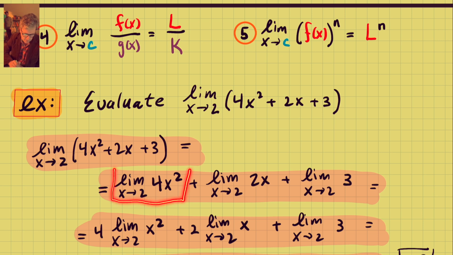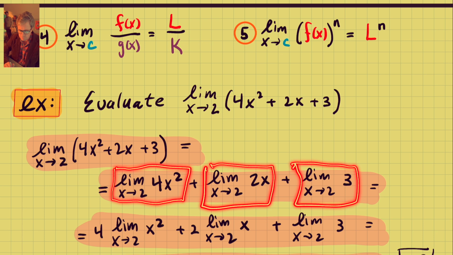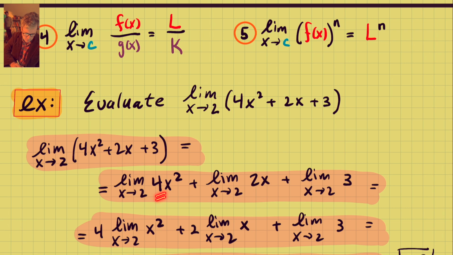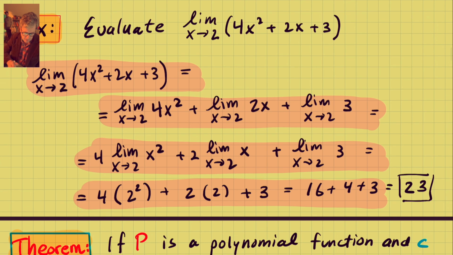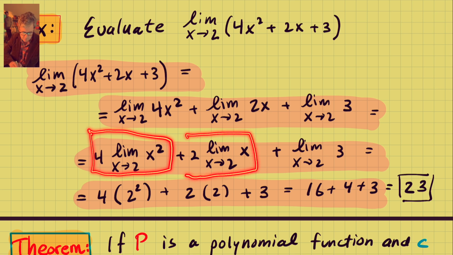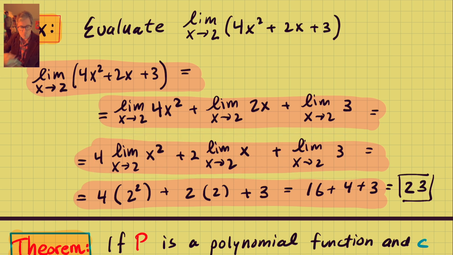I could say the limit as x approaches 2 of 4x squared plus the limit as x approaches 2 of 2x plus the limit as x approaches 2 of 3, right? So I can break it apart. Further, I can use the b times f of x theorem, this guy here, to pull the 4 out front and to pull the 2 out front, right? So this becomes 4 times the limit as x approaches 2 of x squared plus 2 times the limit as x approaches 2 of x plus the limit as x approaches 2 of 3. So I can kind of break these things down.